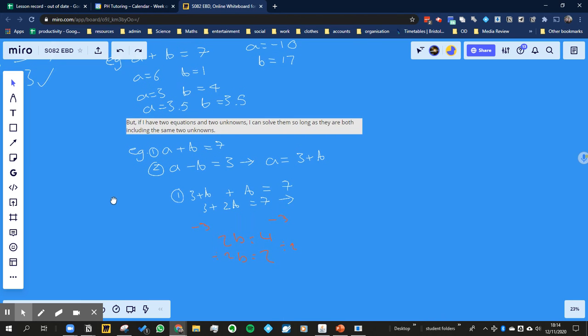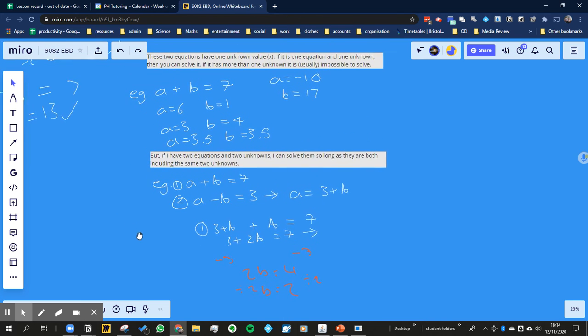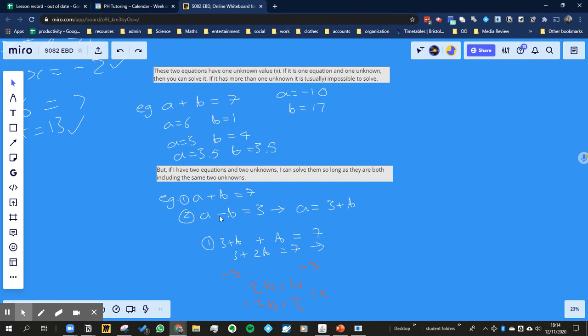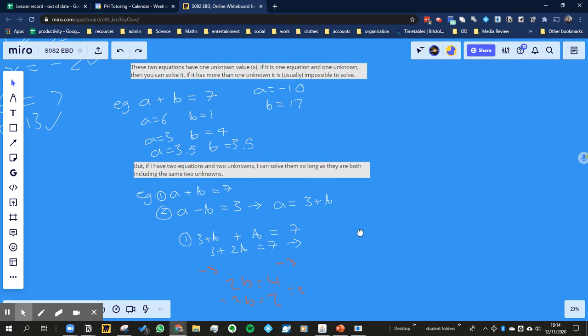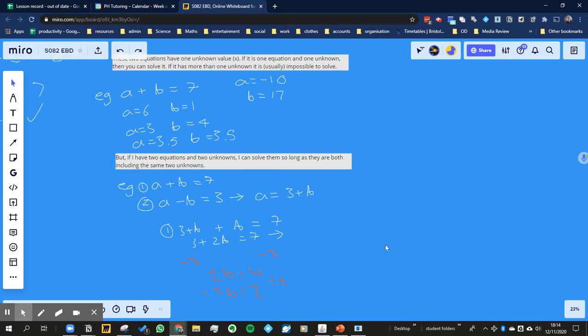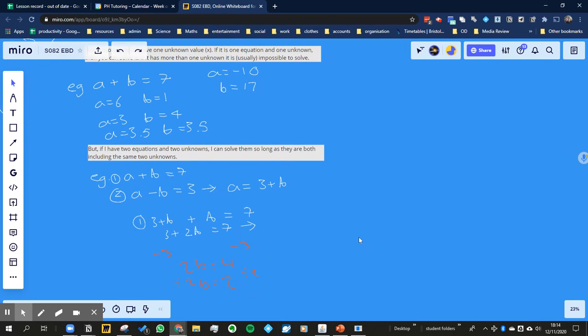Awesome. Now we've got a value for b. We can go back to one of these equations, because we know that b is now equal to 2, and we can use that to solve one of these. Let's go back to equation 2. It doesn't matter which one we do now. Ideally, in theory, it shouldn't matter which one we do. If it does matter, then we've done something wrong.